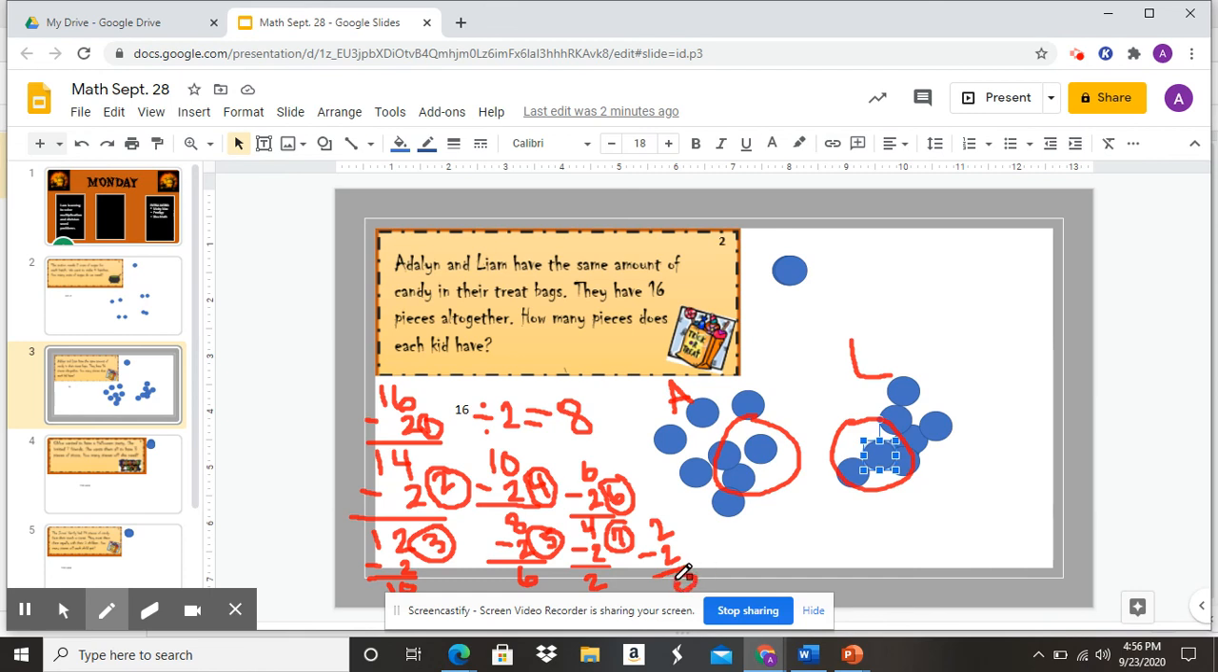So how many times did I have to subtract 2 to get to 0? I had to subtract 2 8 times. Okay? So 16 divided by 2 is 8. You can use repeated subtraction or you can use equal groups, whichever one you want to use, as long as you solve the problem. You will need to complete the rest of this on your own.